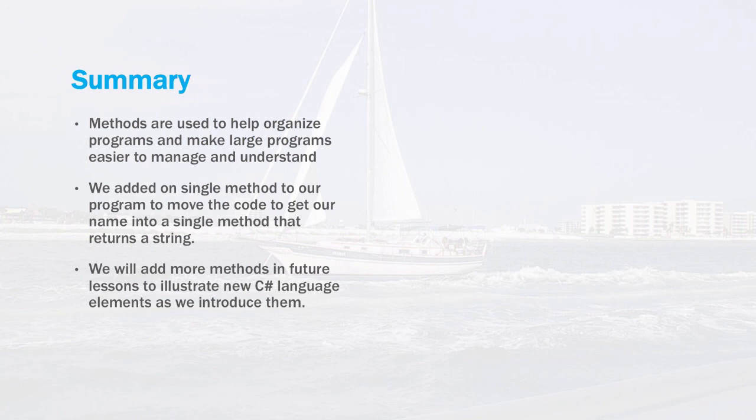You like to keep the method implementation fairly short so that each method does one particular thing. We've added one single method to our program to move the code to get our name into a method called getName, which returns a string. And we'll add some more methods in future lessons to illustrate new language elements as we introduce them. So we'll probably be adding at least one method in every lesson moving forward in this class. So that's it for this lesson.